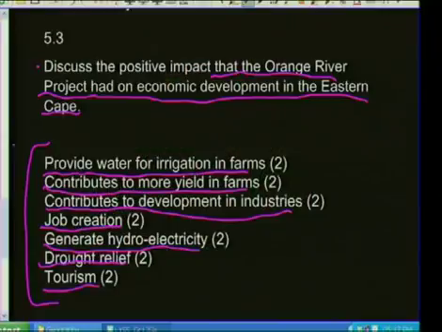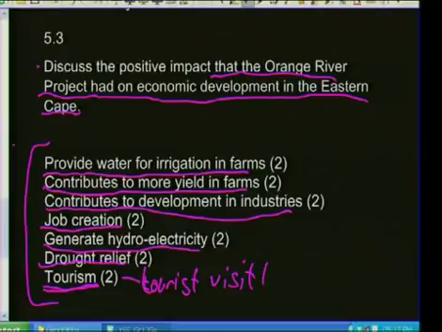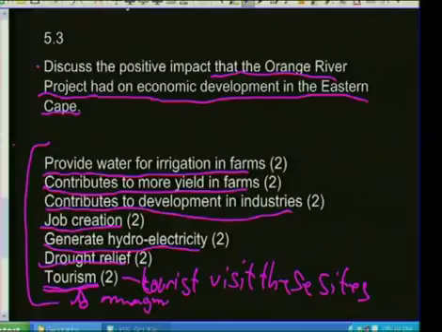Again, discuss it. Remember, tourism is too short. So I could add on and say tourists visit these sites, okay, to look at the magnificent water projects.